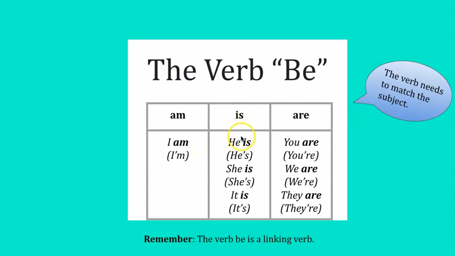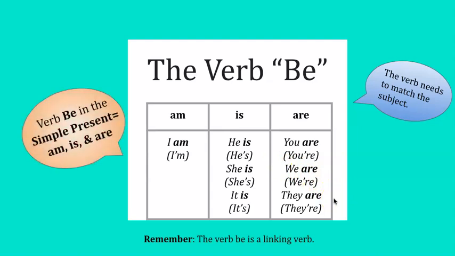For is, we use he is, he's, she is, she's, it is, it's, you are, you're, we are, we're, they are, they're. The verb be in the simple present tense is am, is, and are.